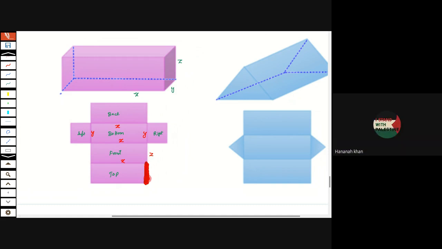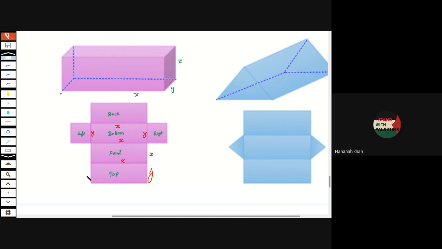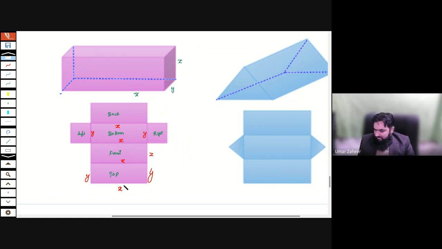Is it y? Yes, because this length and this length are going to be exactly the same, so it is our top face. So it will be y, it will be x, it is z, obviously.